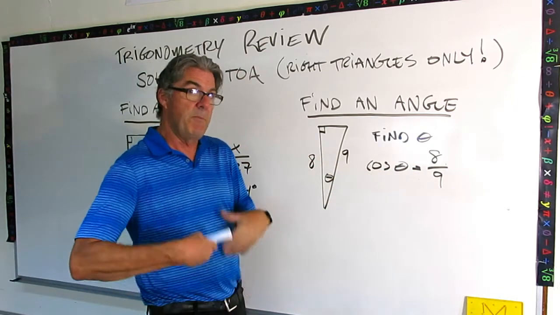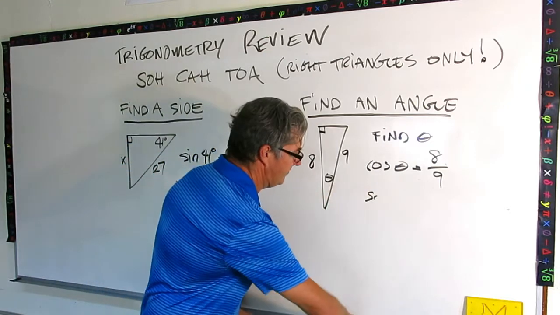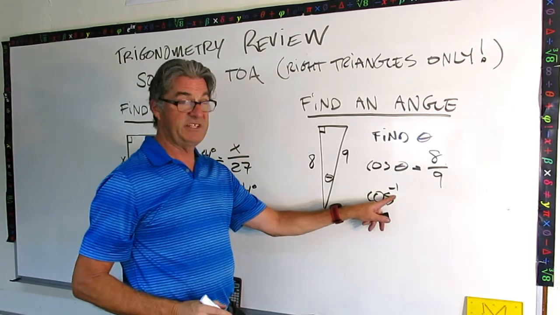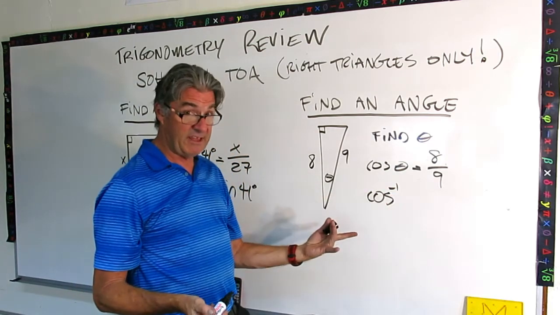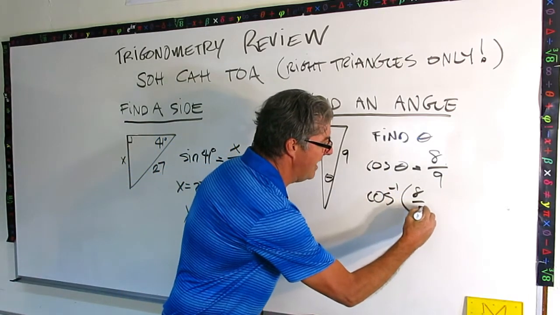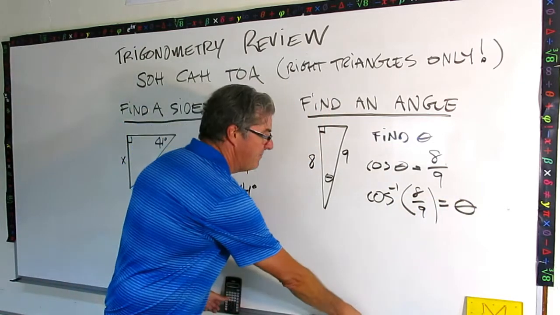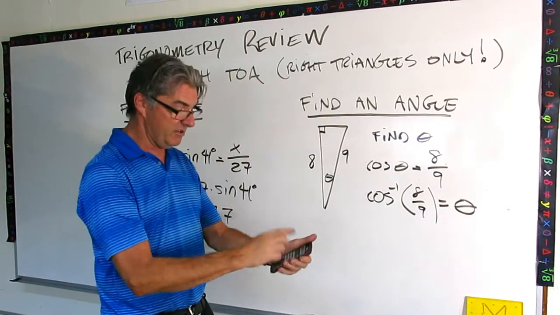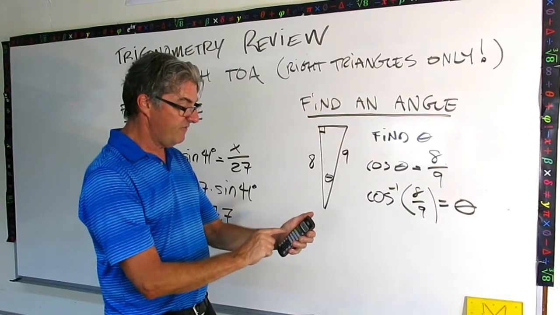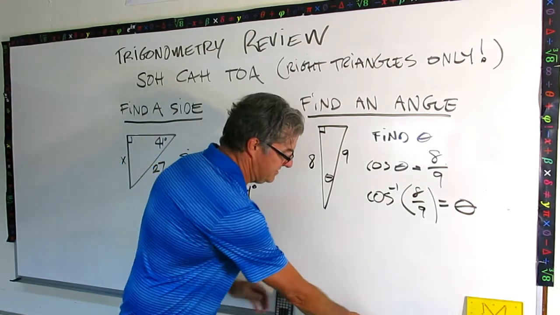So what we do is we do backwards cosine, or inverse cosine, and it looks like this: cosine inverse. That's not the negative 1 power. It looks like that, but this is notation. So this is inverse cosine of 8 over 9 equals theta. Okay? So now I just get out my calculator and I do that. On my calculator, I do 8 divided by 9 equals, and then I hit the second function for inverse cosine, and it's going to spit out 27.3 degrees.